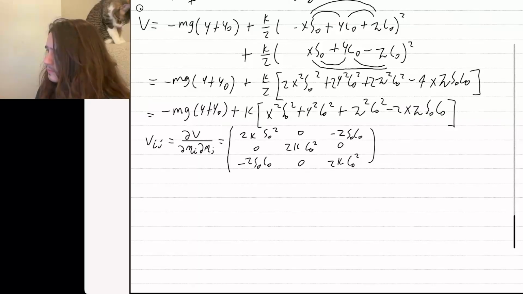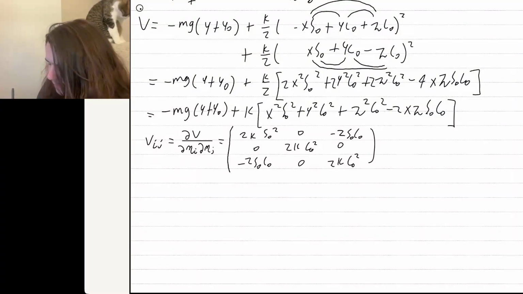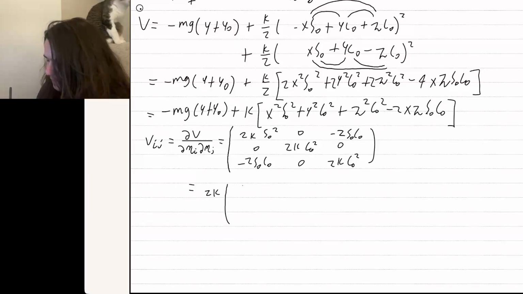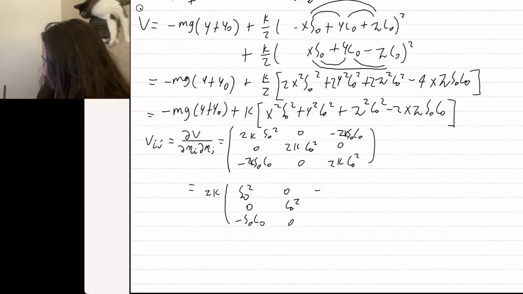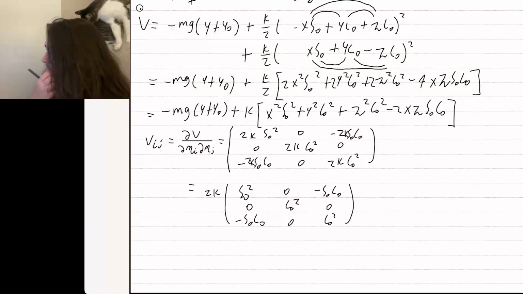You can factor out a factor of 2k if you like. So it's 2k times s naught squared 0. Oh, these should have k's on them as well. Yeah. So s naught squared there, minus s naught c naught there, 0, c naught squared is 0, minus s naught c naught, 0, c naught squared. That's the whole matrix.